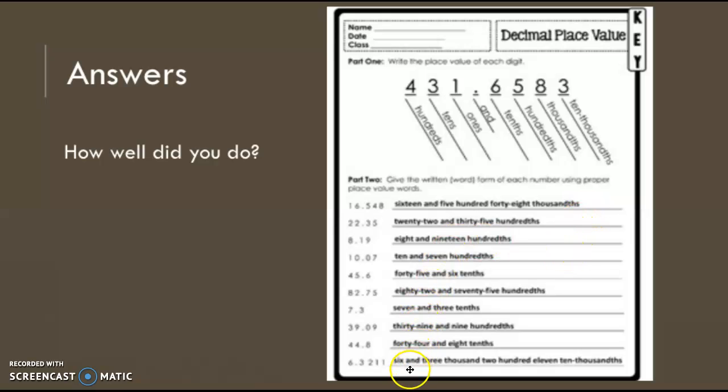And let's skip to the last one here. You should have gotten 6 and 3,211 10,000ths. So we're going to get some more practice with this. Don't be discouraged if you're still having a hard time. We're just getting started. But yes, it is important for us to know where these numbers lie and what they mean to the right and to the left, because they can go on and on.